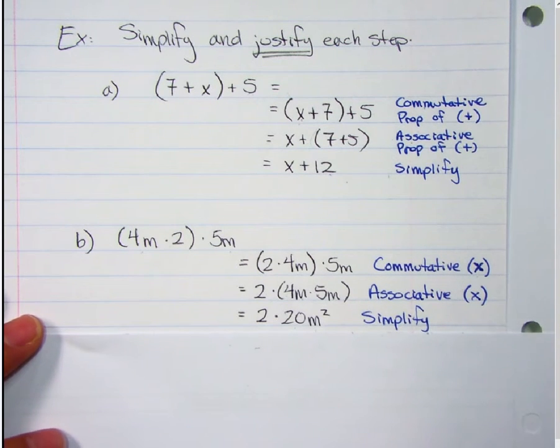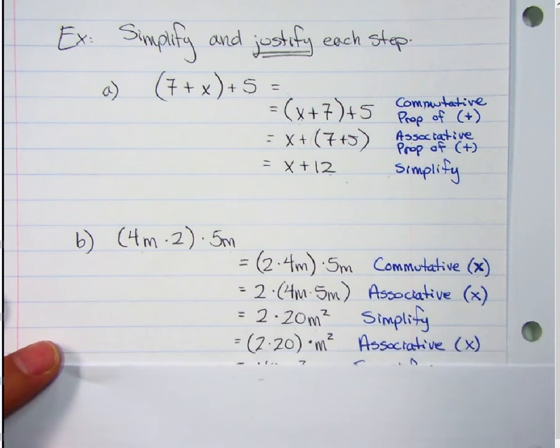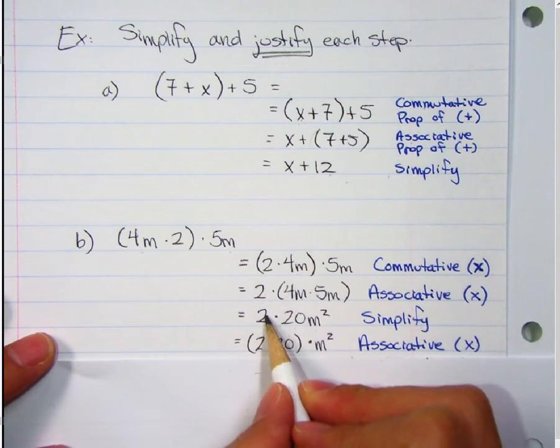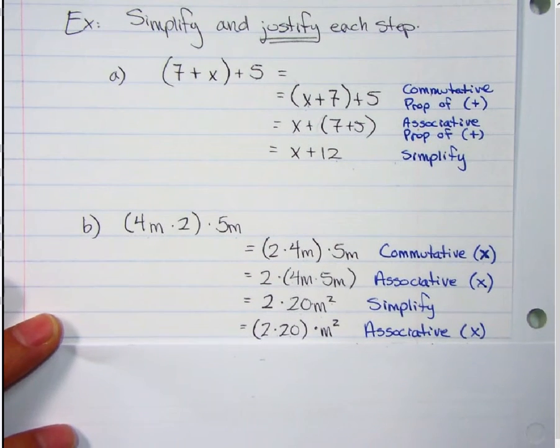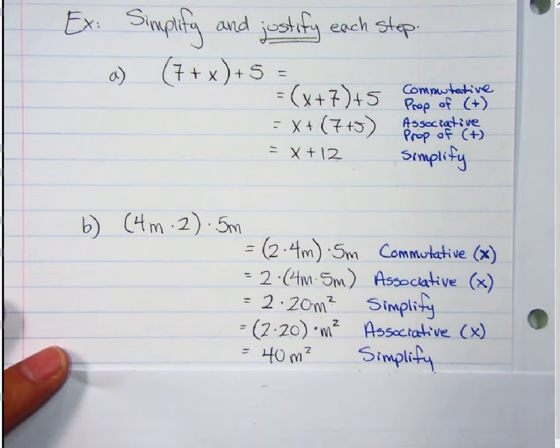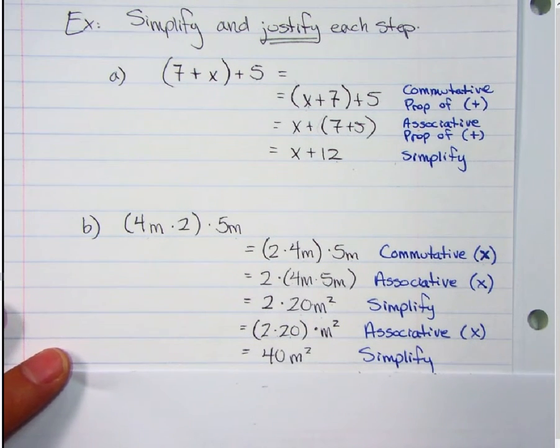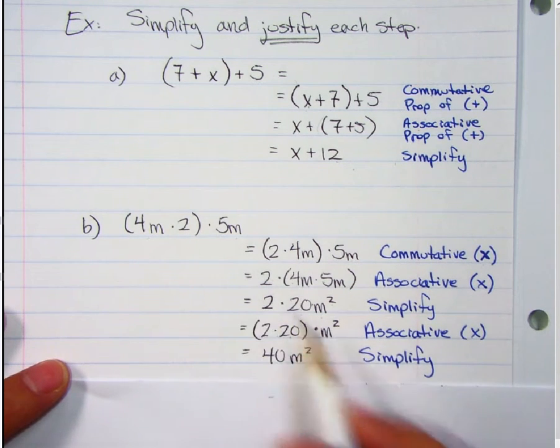That's simplifying that. Next, I'm going to use the associative again. I say, look, I'm multiplying a 2 times a 20 times m squared. So why don't I just multiply the numbers first together? 2 times 20 is 40, and then I simplify that. All right, and that's it. And that's how I get from here to here.